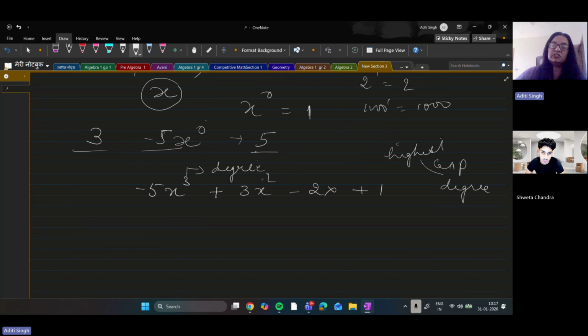This 2 is not a degree. Here there is no power, which means the power is 1. This is not a degree. These are exponents. The highest power or highest exponent is called a degree.